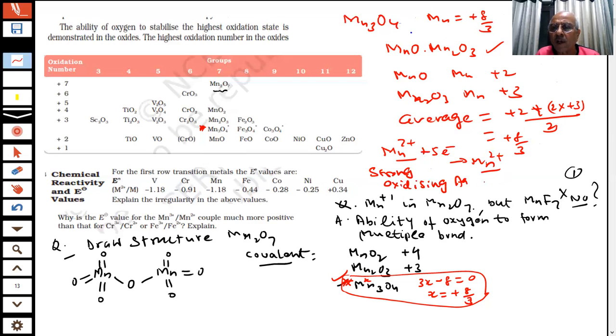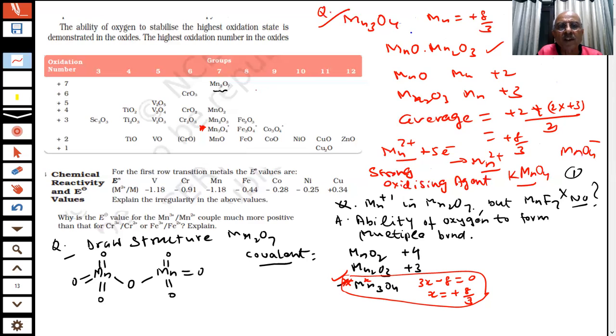You already know that in chemistry lab you are using KMnO4. What is that? MnO4 minus. MnO4 minus acts as an oxidizing agent. You are aware of that, student. Now, question answered.